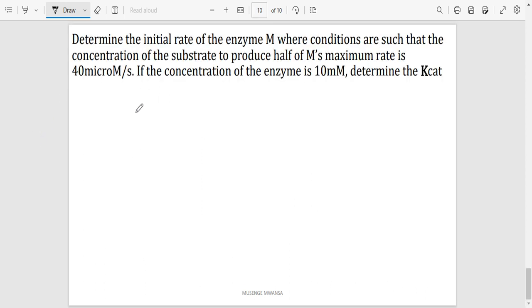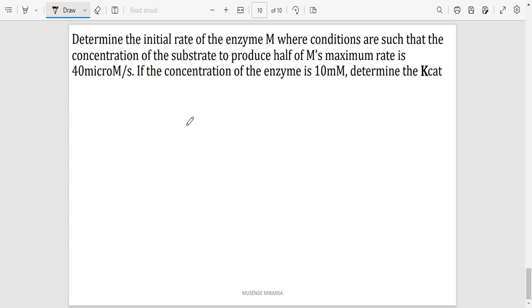Let's look at the last one here. Determine the initial rate of the enzyme, where conditions are such that the concentration of the substrate to produce half of the maximum rate is 40 micromolar per second. If the concentration of the enzyme is 10 millimolar, determine the Kcat.